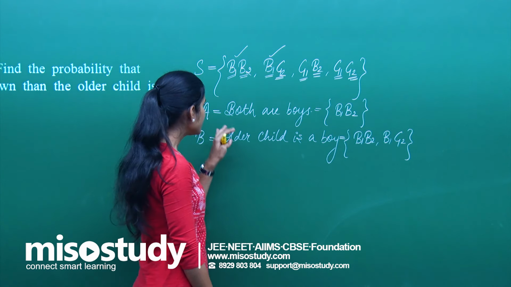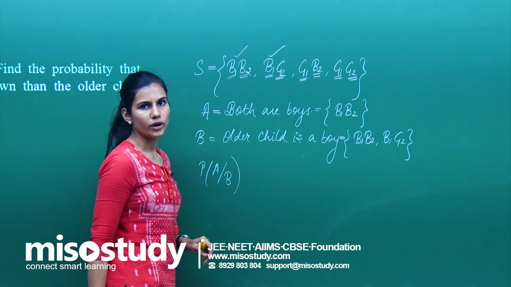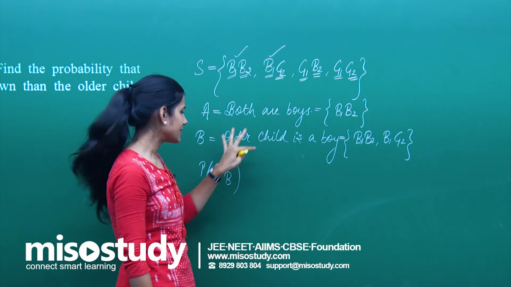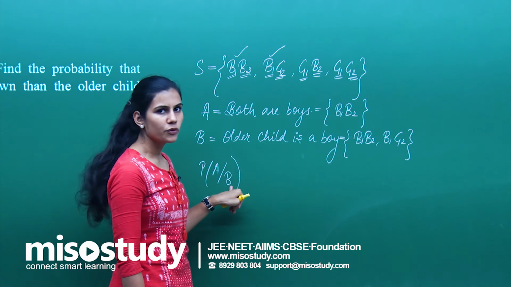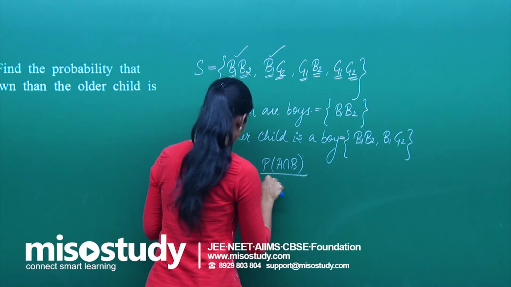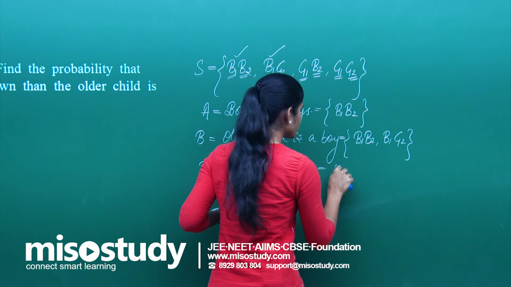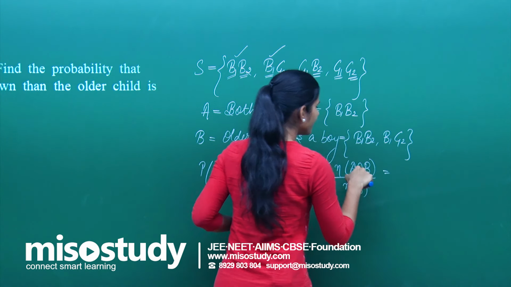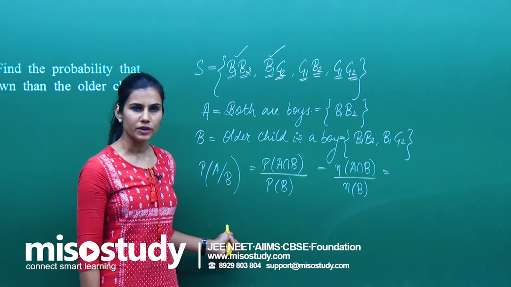I am being asked what is the probability that both are boys when it is known that the older child is a boy. Isn't this beautiful? How a practical scenario gets boiled down to a conditional probability question. What is the formula? This is probability of A intersection B upon probability of B. Or I can also say this is equal to number of elements in A intersection B upon number of elements in B. When you divide the numerator and denominator by the number of elements in the sample space, you obtain this very formula for P of A given B.